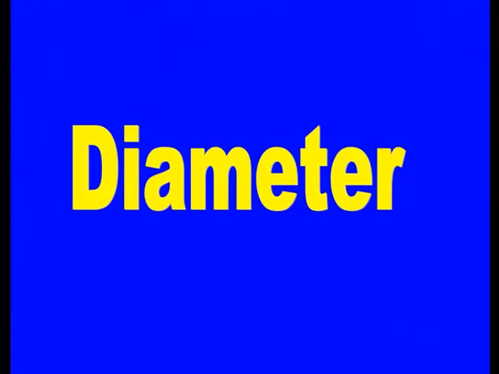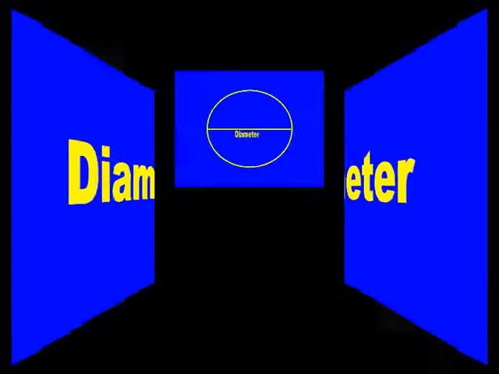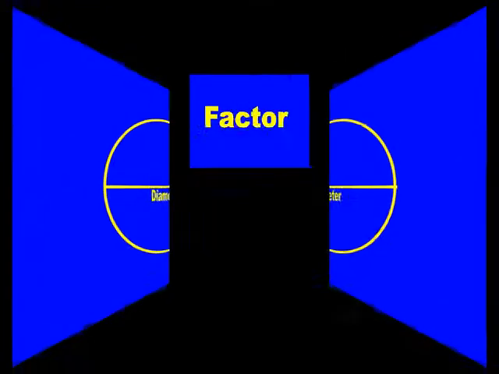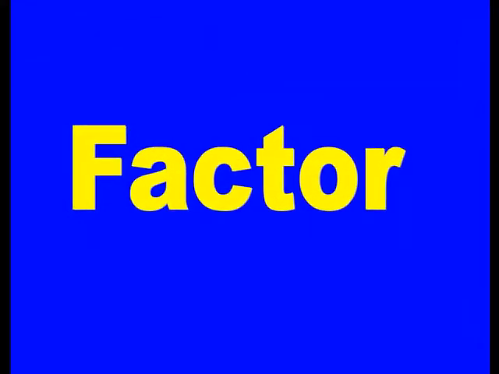Diameter. Diameter is a straight line that passes through the center of a circle or sphere and touches the circumference or surface at both ends. Factor. A factor is a number that we multiply by another number. A factor of a given number can divide the number without a remainder.